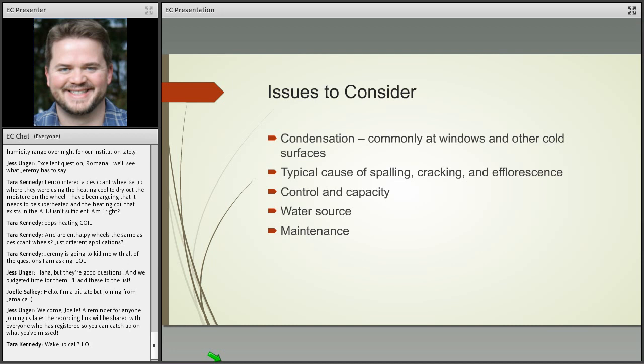What is your water source? We talked about that just a second ago. And when you question whether or not you're using building water, if you're using treated steam, or whether or not you can have some sort of a clean water source like an RO system.